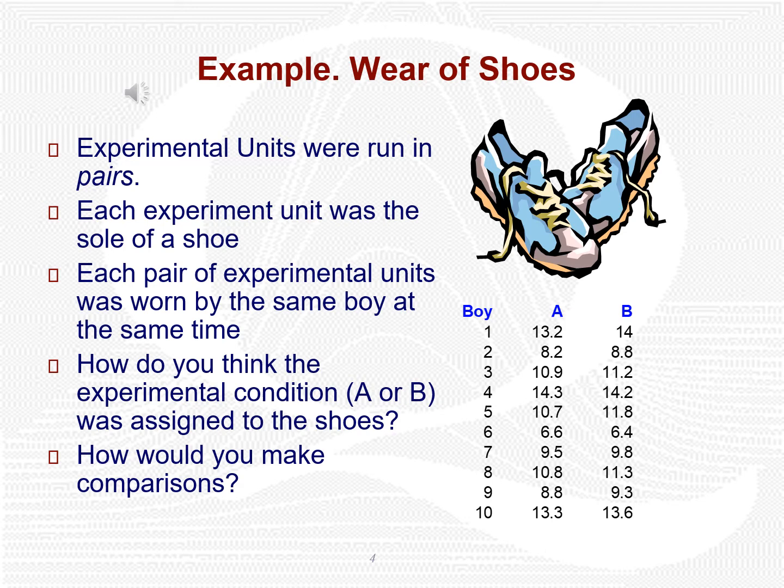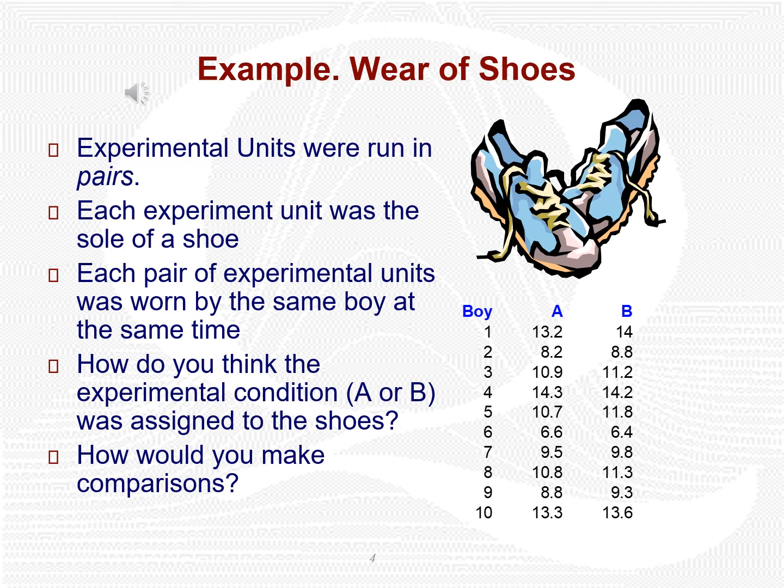How do you think the experimental condition A or B was assigned to the shoes? Well, it might be easiest if we made all the right shoes from material A and all the left shoes from material B, but that might confuse the results. What if the boys tend on average to wear out their right shoes more than their left? The difference between the shoes could be due to something like that rather than the different materials. We should probably randomly assign the materials to right and left and probably balance over the 10 boys.